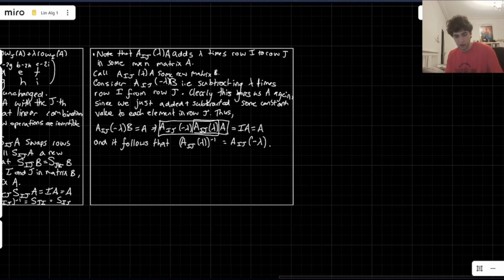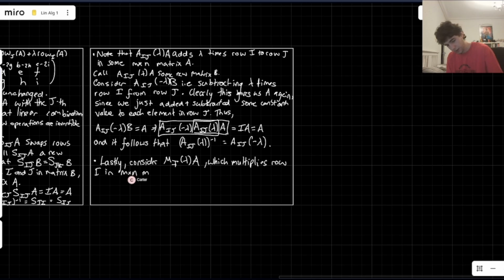Okay, and in the third and final case, we have the matrix that basically scales some row up by lambda. Okay, so that's Mi of lambda. Now, finally, lastly, consider capital Mi of lambda multiplied by capital A. So what is it doing? Well, we've already spoken about this. It multiplies row I in the m by n matrix capital A by lambda. And we're going to do the same trick we've been doing the entire time. Call Mi of lambda multiplied by the matrix A some matrix B.